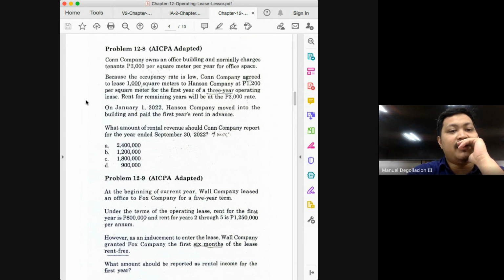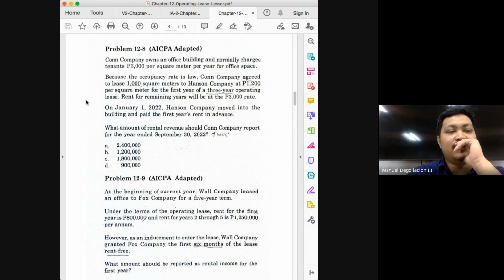For every year, your rental income would be 2,400,000. But why is the answer here not 2,400,000? Because the reporting period ends on September 30. So again, the 2,400,000 is your rental income good for one whole year. But for your reporting period, you only earn how many months? From January to September, how many months would that be?